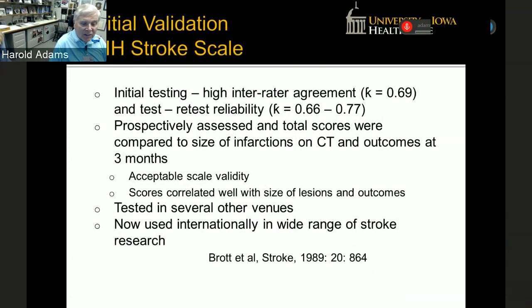Initial testing of this, published back in 1989, showed a high inter-rater agreement and a high test-retest reliability. It also showed that total scores were correlated with the size of infarctions on CT scan. Subsequently, the scale was used in multiple other trials and has been translated to other languages as well.